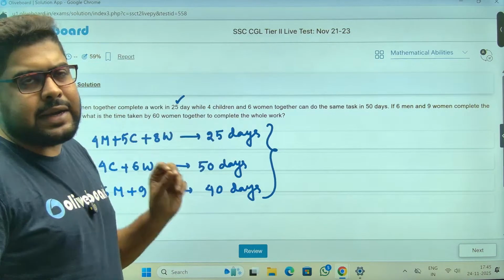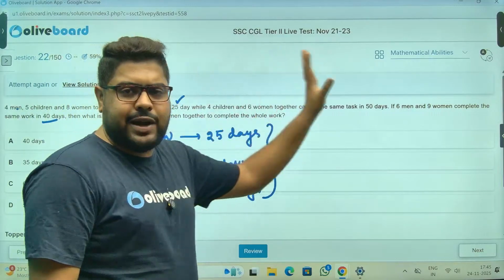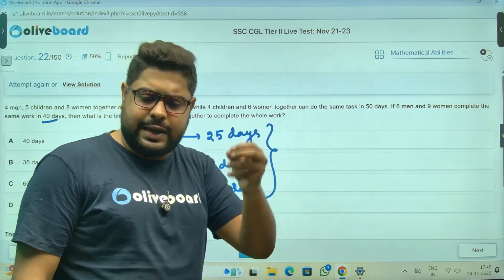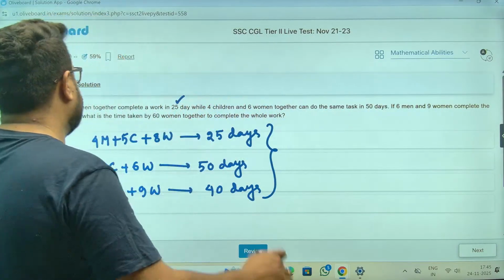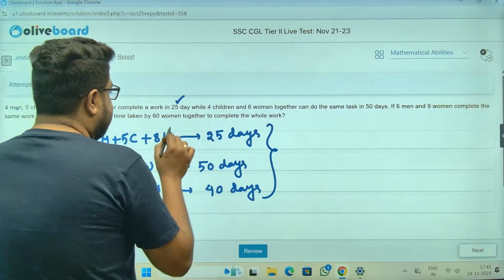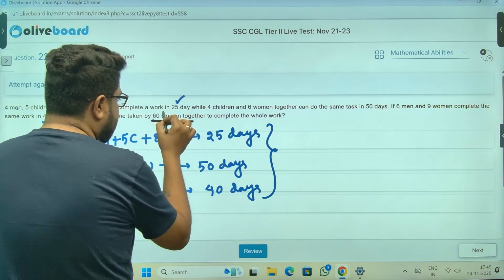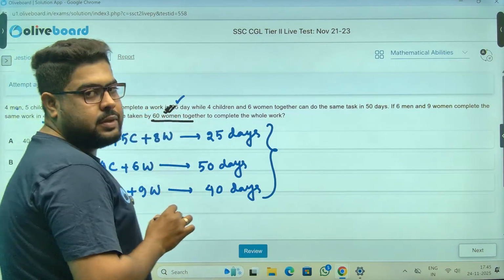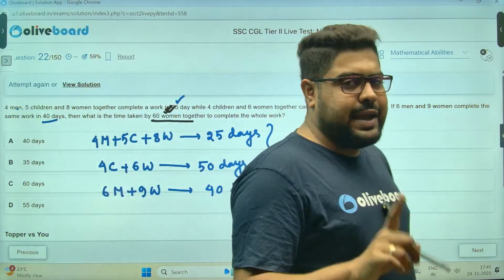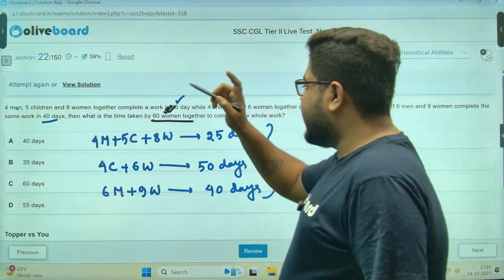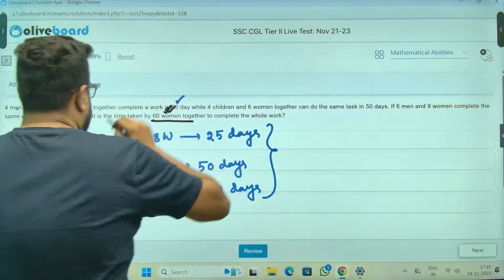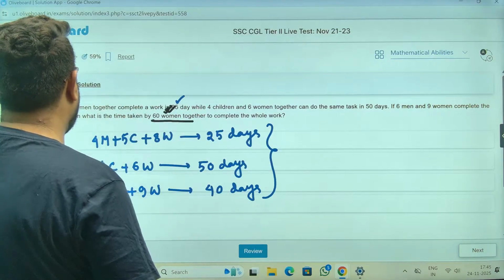I can show you a little bit. I won't say it will avoid the calculation completely, but it will reduce it significantly. You see, what I'm saying, 60 women, in the question they are only concerned about women. I will take that. So let's do one thing, sir.